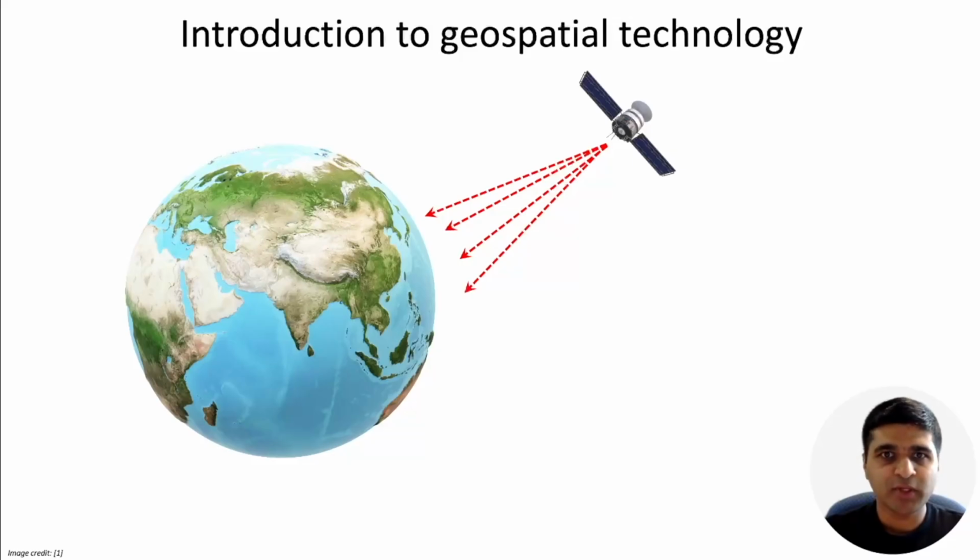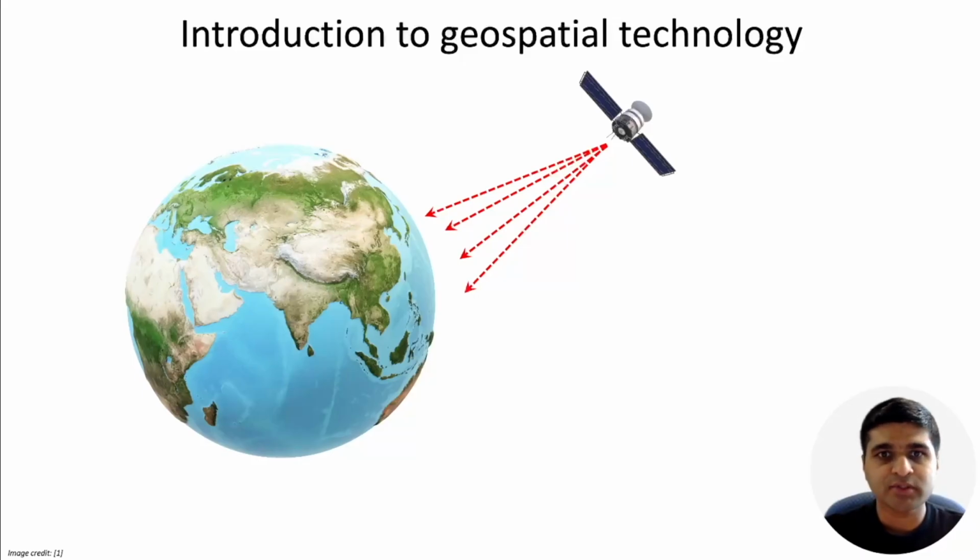Think of a globe spinning in front of you with satellites circling above. These satellites are constantly capturing information about our planet. Geospatial technology is the set of tools that allow us to collect, store, and make sense of this information. It helps us to understand not only where things are, but also how they are related to each other and how they change over time.